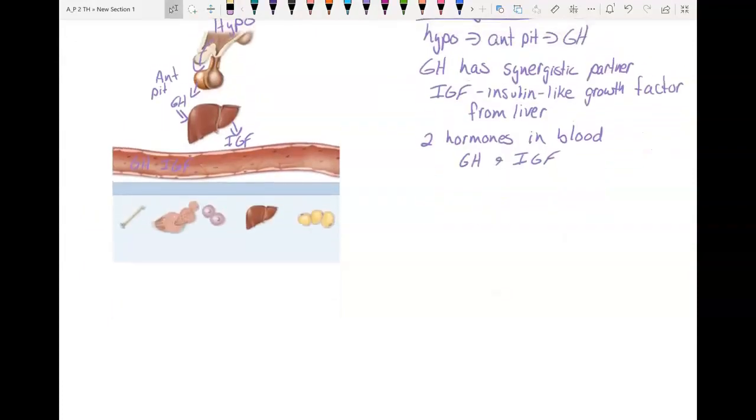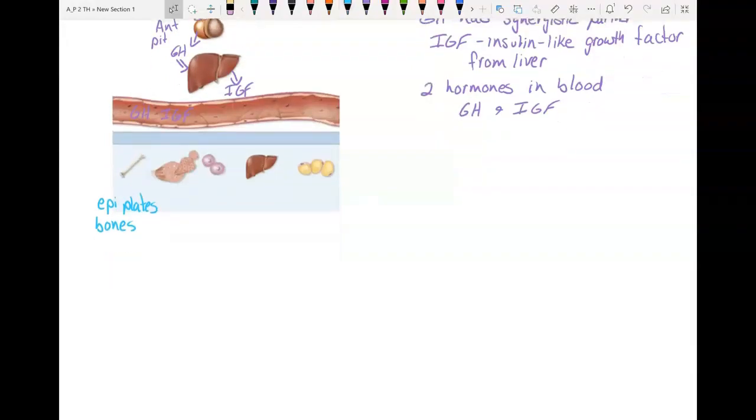So we're going to stimulate growth by stimulating the epiphyseal plates of your bones. So remember these from chapter 7? That's that hyaline cartilage toward the ends of the bones where growth occurs. So you're going to stimulate the epiphyseal plates of the bones. You're going to stimulate your muscles. They're going to get bigger and stronger. And you're going to stimulate all cells of the body to do mitosis.